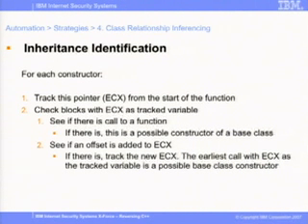And another one is we check the block and see if an offset is added to ECX. This is done to check for another base class, which is being initialized by modifying the this pointer. So if there is, we check that new ECX, and we do the same thing we did with the constructor searching algorithm. We look for the earliest call with ECX as a track variable, and if we see one, it is a possible base class constructor.